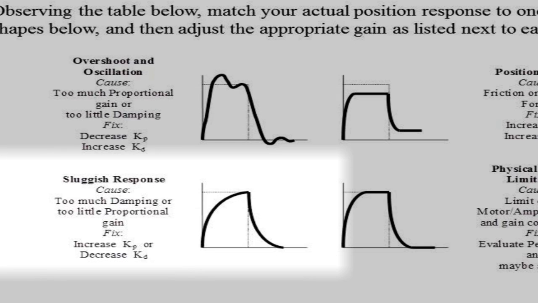The bottom left corner shows a response that is too damped and is therefore sluggish. It does not even reach the commanded position until the end of the step time, and its rise time is unsatisfactory. To improve this kind of response, either add Kp or decrease Kd.